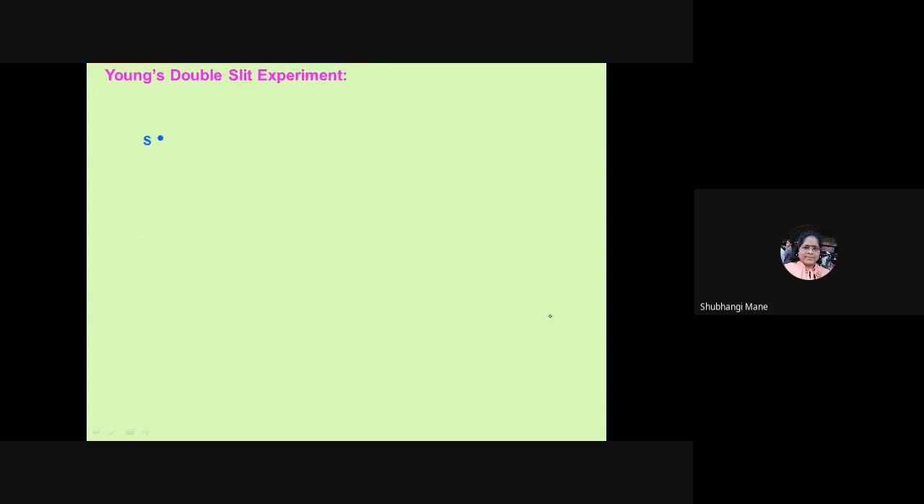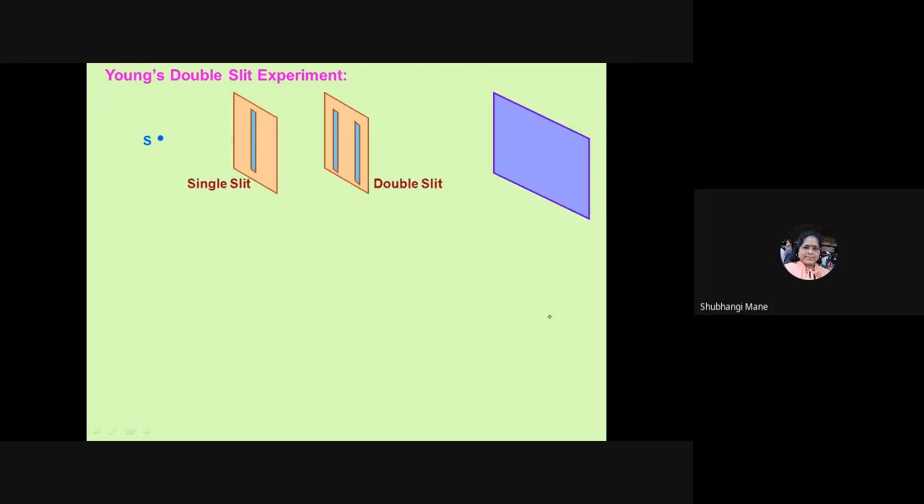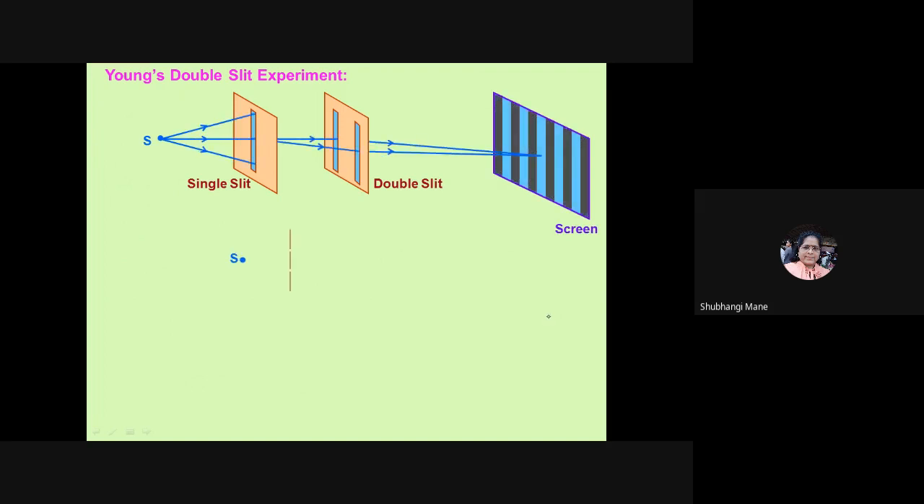Next, a few formulas we will remember about Young's double slit experiment. You have studied Young's double slit experiment, right? And based on that, we have seen the interference pattern. Here, two coherent waves are to be obtained. There are two methods by which coherent sources can be obtained. The first one is division of wavefront.